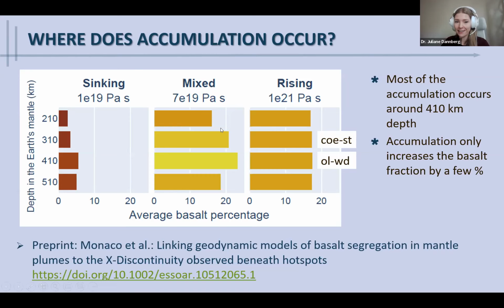So we cannot sustain this basalt fraction that's needed for the X discontinuity to be observed throughout the whole model time. And so that means while this mechanism explains some basalt accumulation, we need some other or additional mechanisms to explain how we would get to the 40% of basalt within the plume.